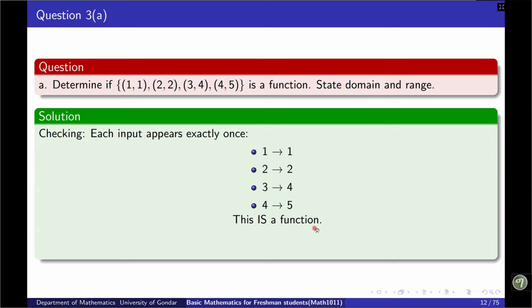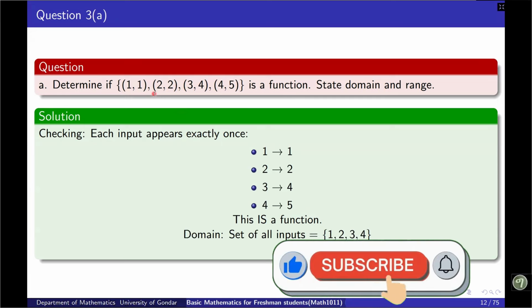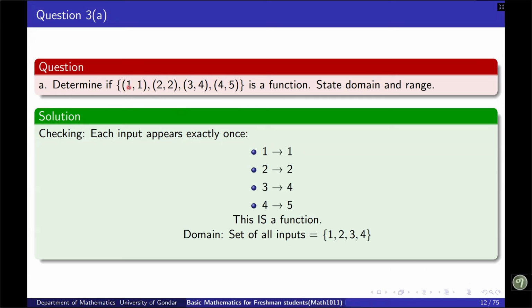So this is a function, and we know that the domain of every relation or function is the set containing all the first coordinates of the elements of the given relation, and the set containing the second coordinates will be the range. So here the domain of this function will be the set containing 1, 2, 3, and 4. And similarly, the outputs, or the range, could be 1, 2, 4, and 5.